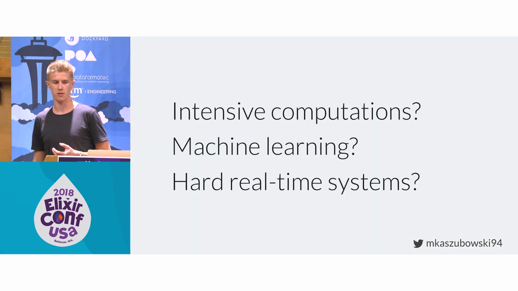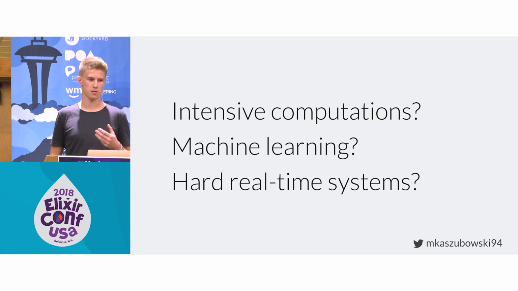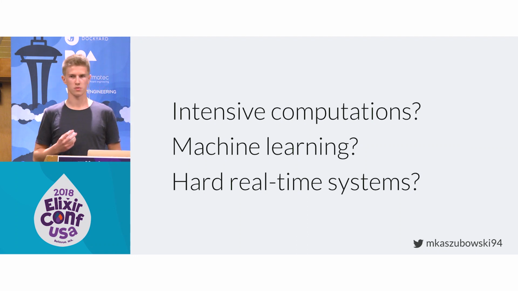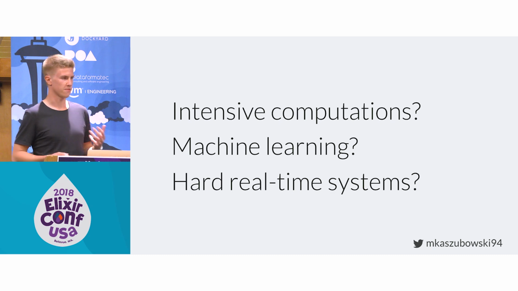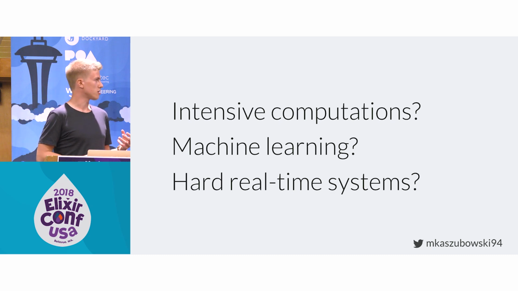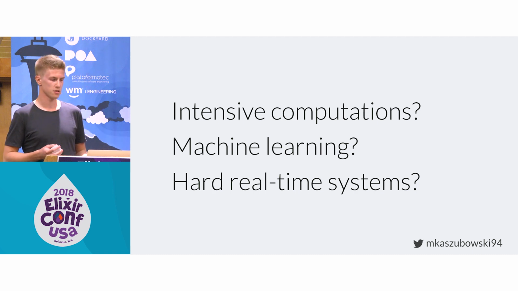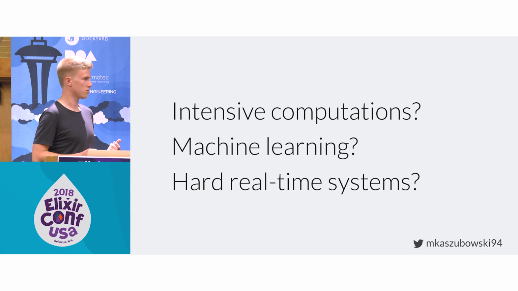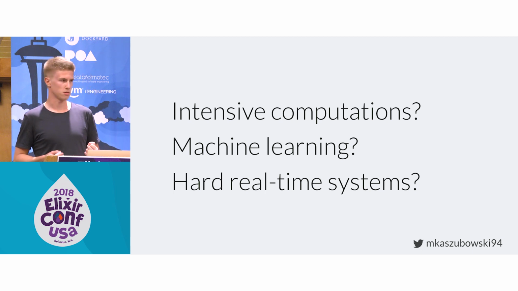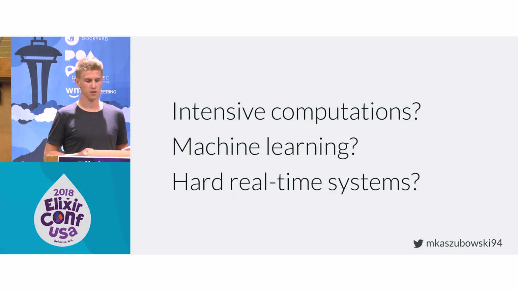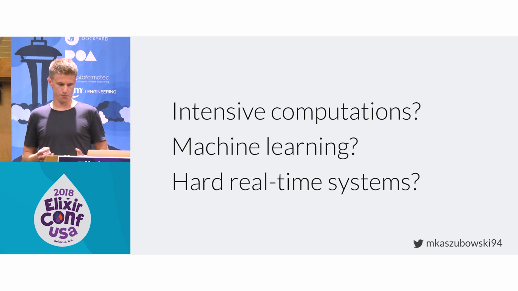And of course we have the obvious ones. We know that Elixir is not so good when it comes to math and intensive computations. We know that when you want to do machine learning or artificial intelligence, Elixir is probably not the best tool to do that. We know that when you want to create hard real-time software, so stuff that controls heavy machinery like factories, Elixir is probably not going to be a good tool.